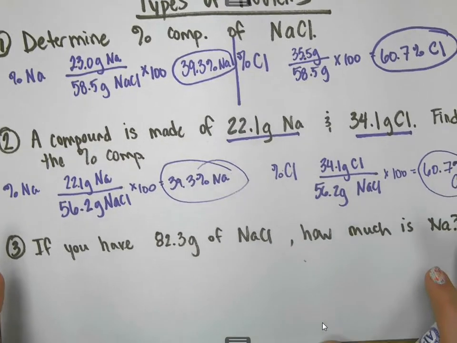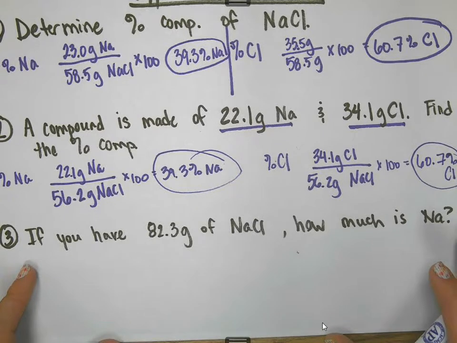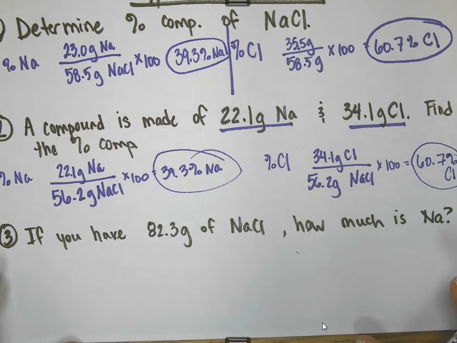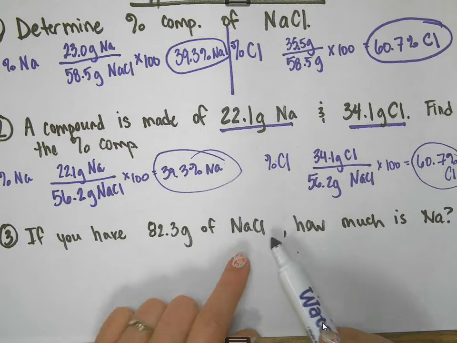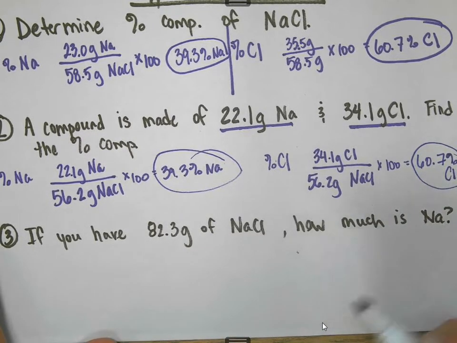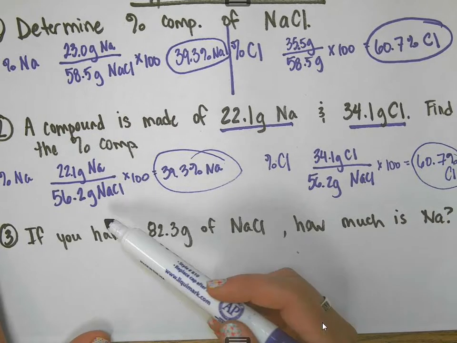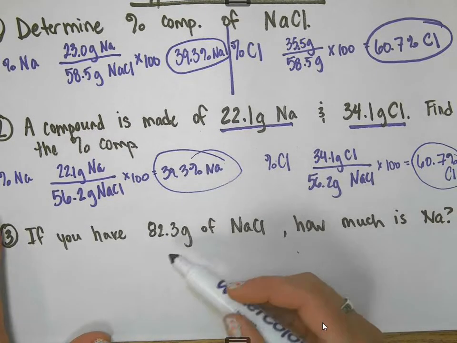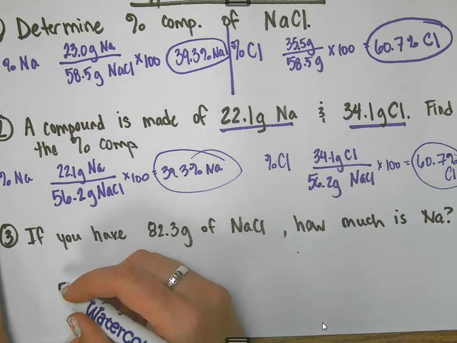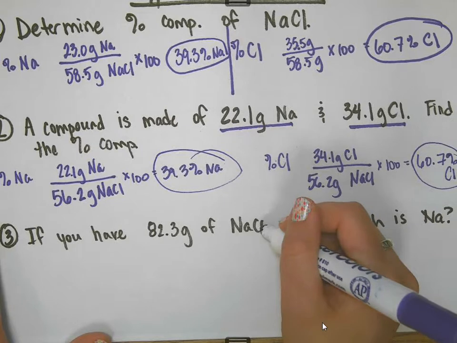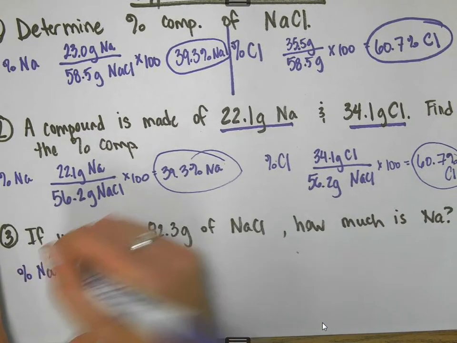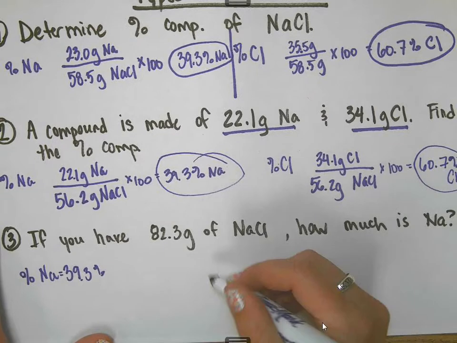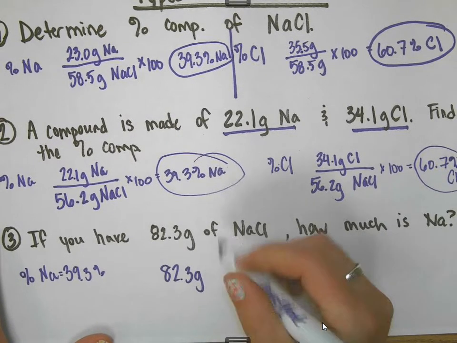A third way that I can use this is down here at the bottom, a question that reads kind of like as follows. If you have 82.3 grams of sodium chloride, how much is sodium? It could ask you to find either element, and it could ask you to find more than one thing. But in order to do this, I need the percentages. It works along the lines of what I'm saying, that I don't care how much I have of sodium chloride, 39.3% of it will always be sodium. So if I have 82.3 grams of it, in order to figure out how much is sodium, I need to know the percent composition of sodium chloride. Well, I already happen to know that the percent sodium in sodium chloride from up above is 39.3%.